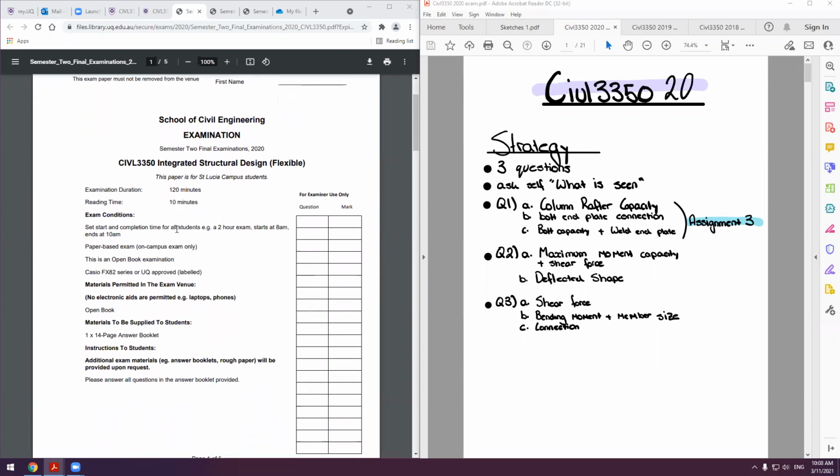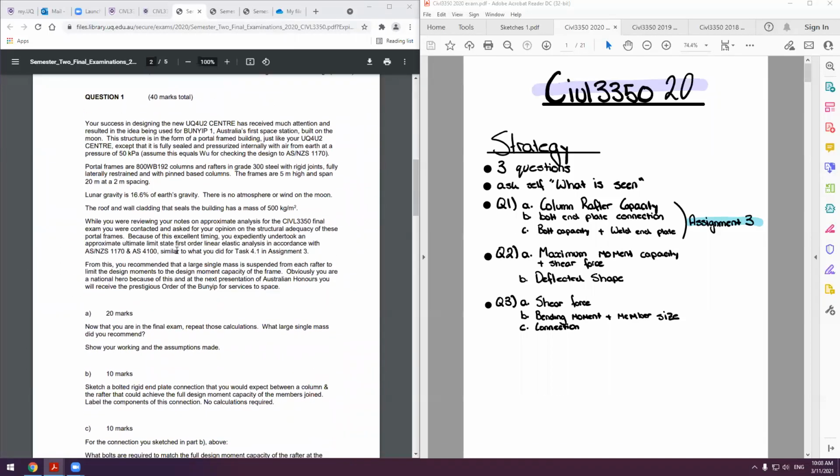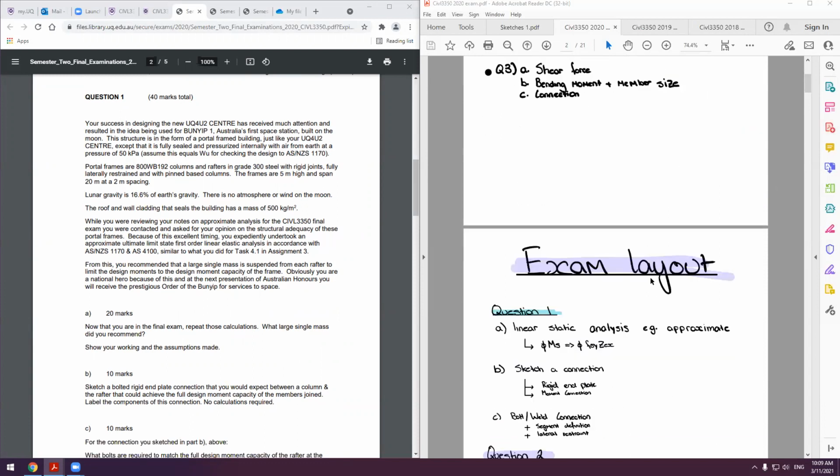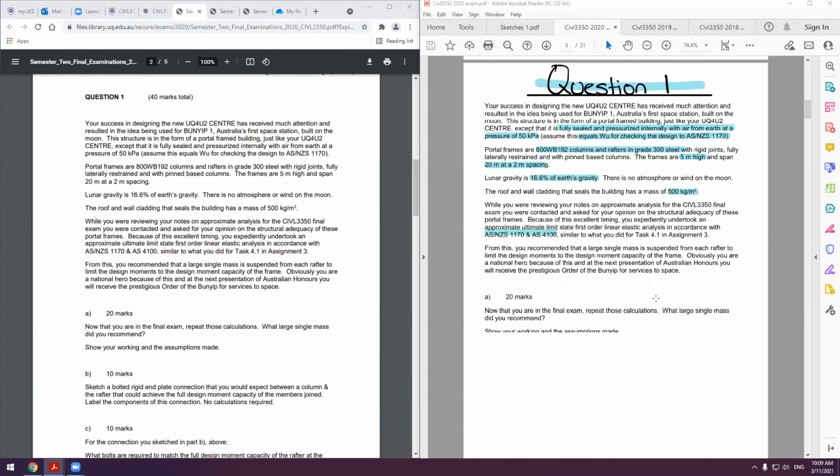So with the 2020 exam, this wasn't my exam. I did 2019, but it's essentially the same. So this first question starts off as a portal frame. Ron likes to make a story with this question. If you read them, it goes from the TARDIS to somewhere on the moon. Enjoy it. It gives you a good laugh in the exam.